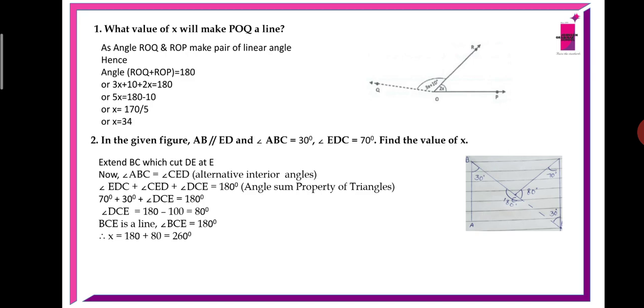We know that BC is a line because we have extended BC to E. So BC is a line. Therefore angle BCE equals 180 degrees. Then the x value equals the sum of 180 plus 80, which equals 260 degrees.